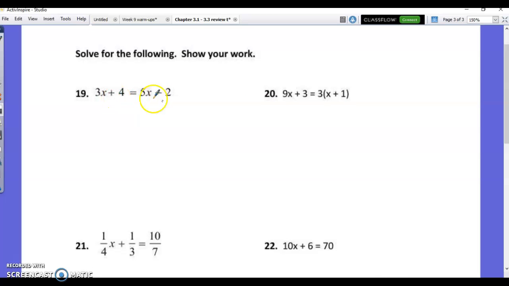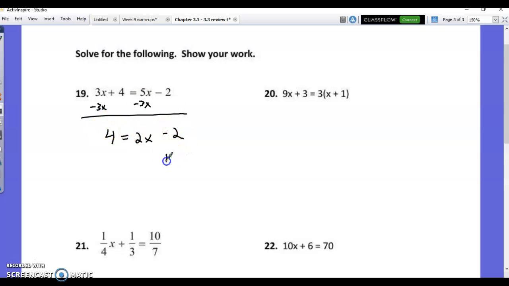A lot of people are going to add 2 to both sides, but it's wherever you want to start. I'm just going to start from left to right. So minus 3x from both sides, collecting the x terms on this side. So I have 4 equals 5 minus 3 is 2x minus 2.